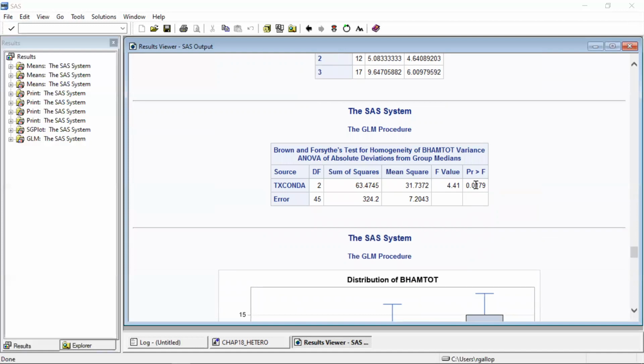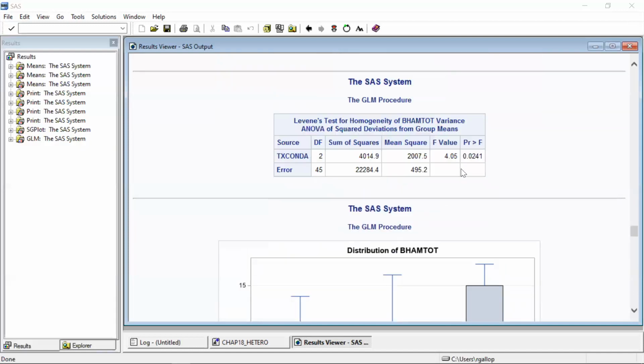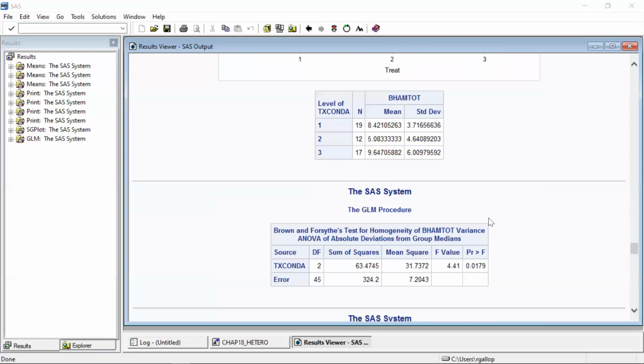And then here's the Brown-Forsythe. You'll see the p-value will change. I would use the Levene's. Brown-Forsythe is making this variation due to deviations from normality.